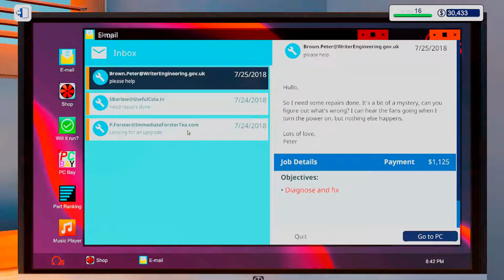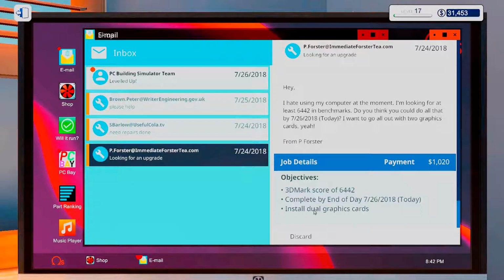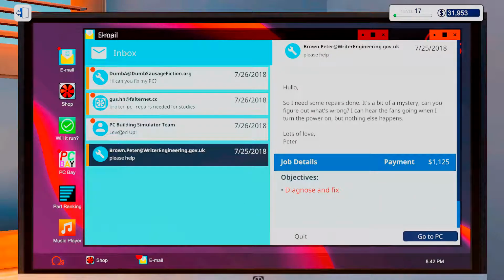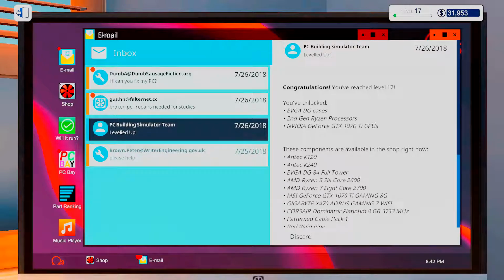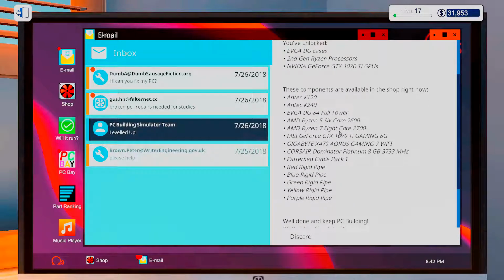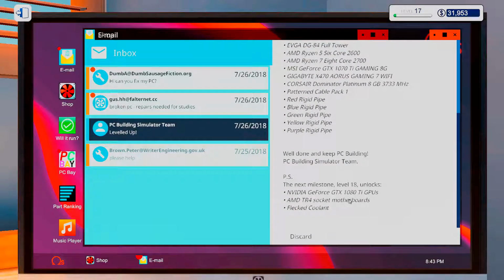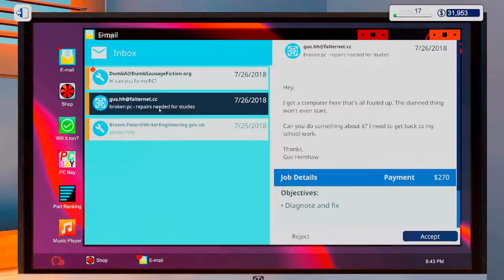Now then, let's go into our emails, and I want to talk to you about giving me the money. Oh, we leveled up, leveled up, leveled up. Ooh, second generation Ryzen processors. Nice. And 1070 Ti's. It's getting good in here. Okay, level 18, I will get the 1080 Ti's and Threadripper motherboards. Ooh, damn.